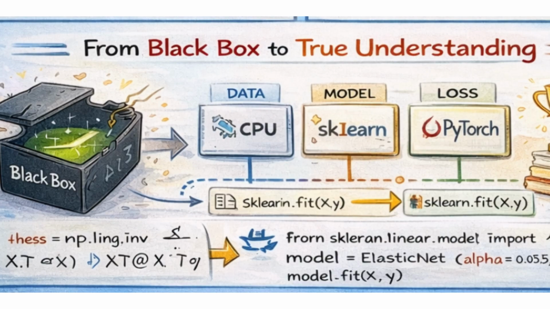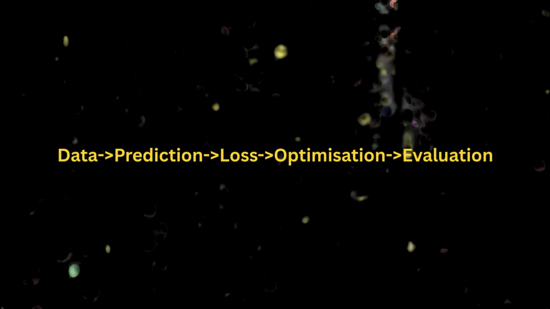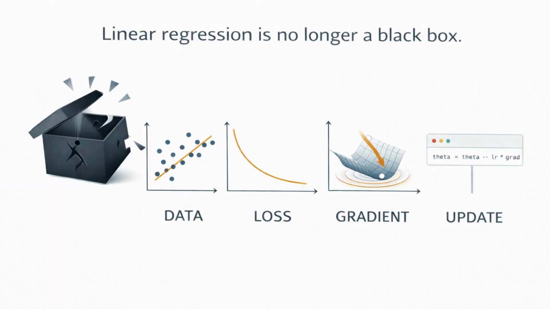Linear regression is not just a formula, it is a complete learning system. Data, prediction, loss, optimization, evaluation. And now you understand every part of it. At the beginning of this video, linear regression might have felt like a black box. Now it shouldn't. You know what's happening under the hood. You know how the parameters move. You know how to detect overfitting. You know how to evaluate performance. That's not memorization. That's understanding.